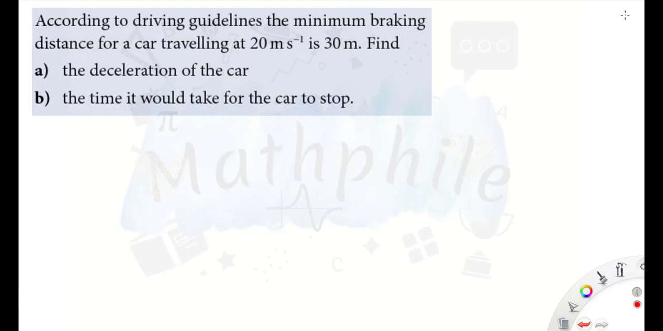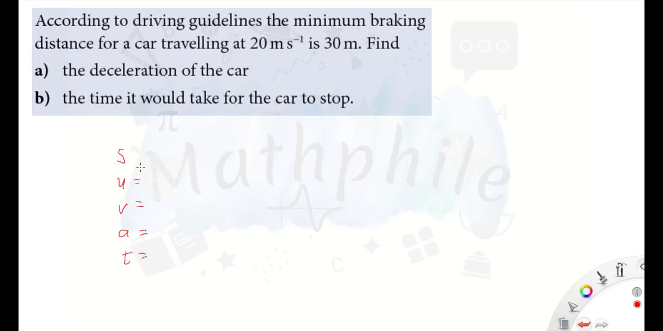Any idea as to how to do this one? How many SUVAT values are given? Two. But we can get time from it. Are you sure? If two is given, you can't get time from it, because you need at least three.